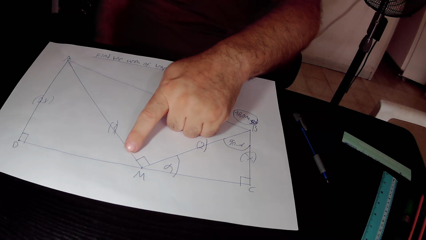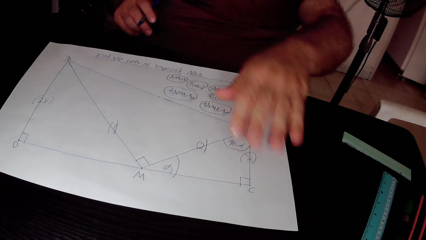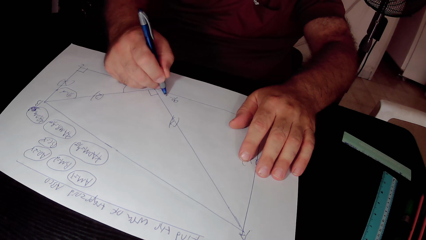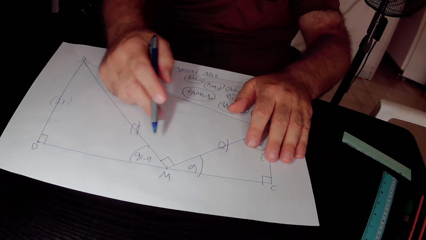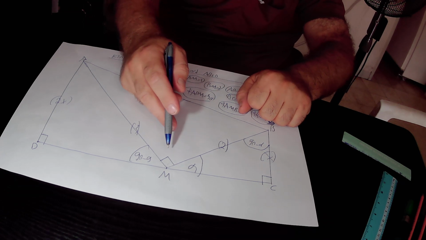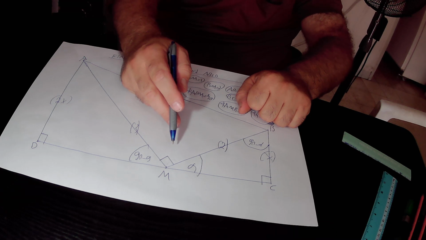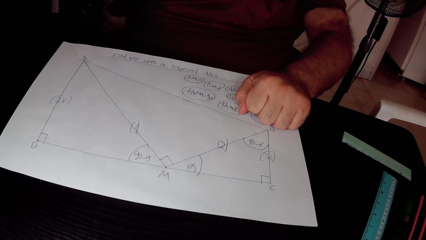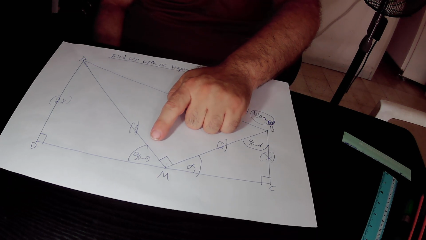Therefore, this third missing angle must be equal to 90 degrees minus alpha. Why? Because 90 degrees minus alpha plus alpha is 90 degrees, and 90 degrees plus 90 degrees is equal to 180 degrees. That is the sum of the angles on the upper side of the straight line DC at point M according to rule 3. So this missing angle must be equal to 90 degrees minus alpha.